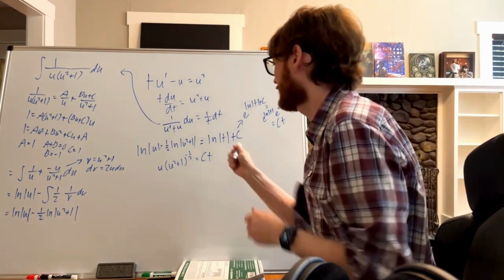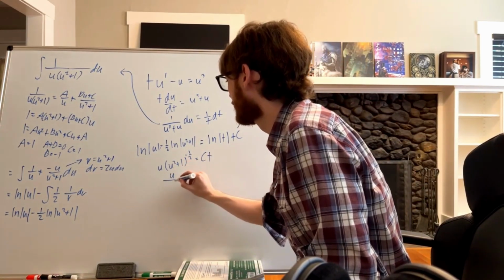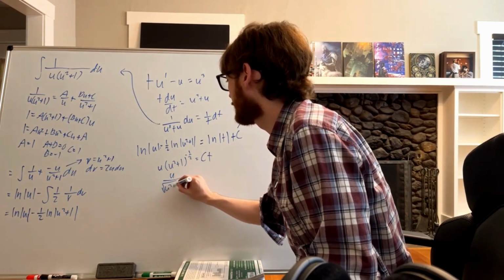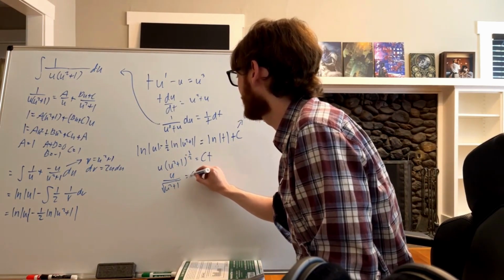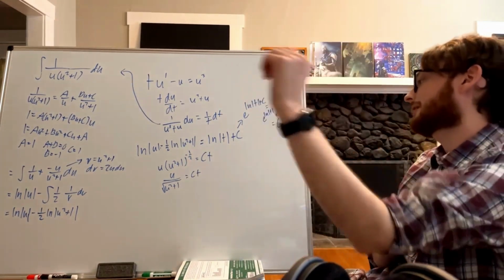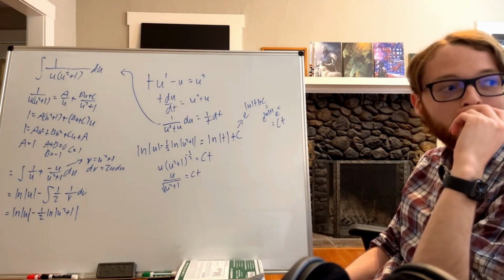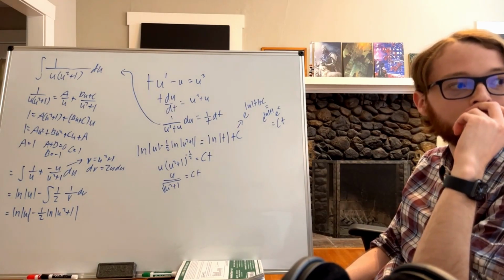So let's rewrite it without the exponent and use a square root instead. u over root u squared plus 1 is equal to ct. Now, I don't know if it's possible to isolate u here. Do you know if you have to do that, Abdul?